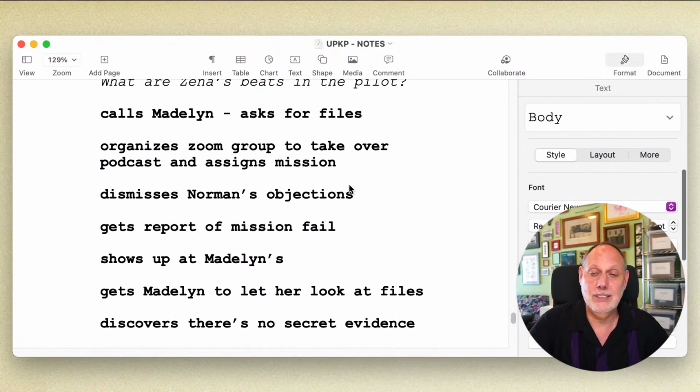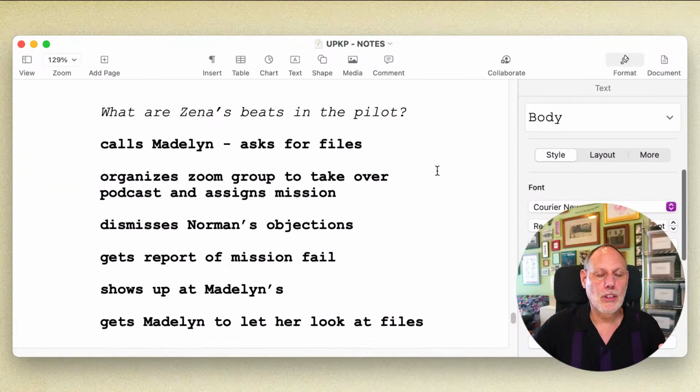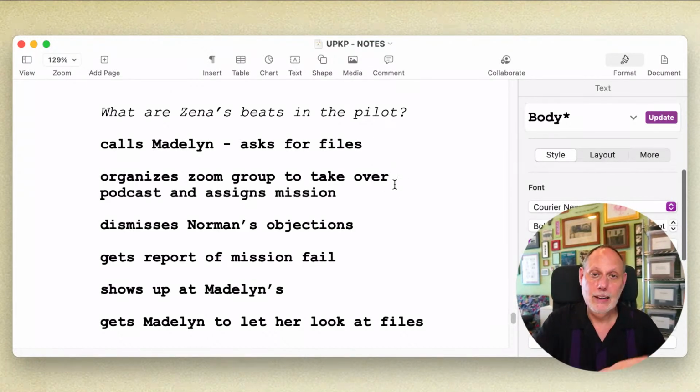She doesn't care about them. She just wanted George's stuff. So I copied from the outline these beats. The first time we meet Zena, she's calling Madeline to ask for the files and getting turned down. Then we see her with the group, the Zoom group. She's organizing the takeover of the podcast and assigning a mission to the crazy meth dealer.